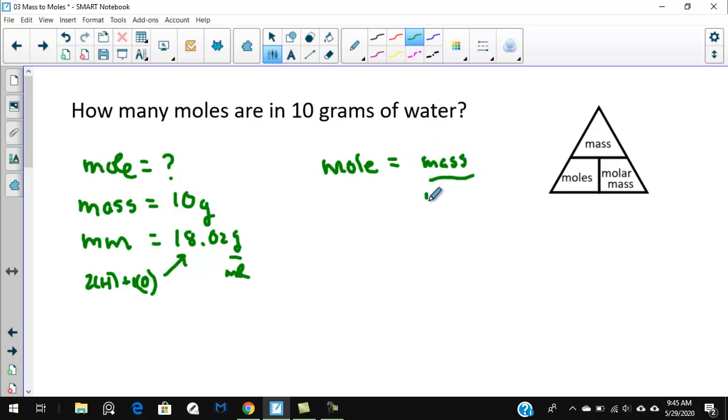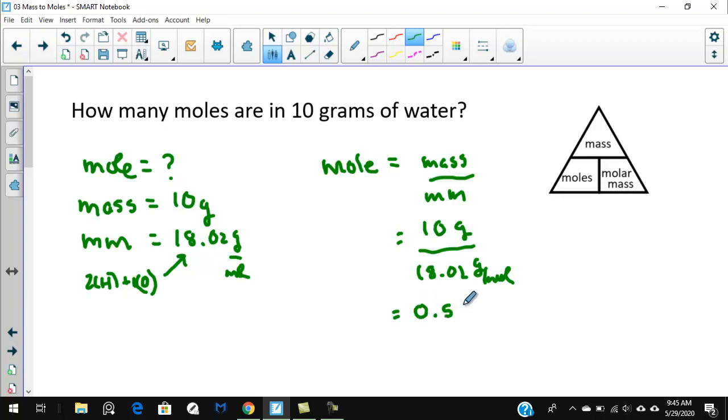Now again, we want moles, so we cite our formula, moles equals mass divided by molar mass, which equals 10 grams divided by 18.02 grams per mole. And we get a final answer in moles of 0.55.